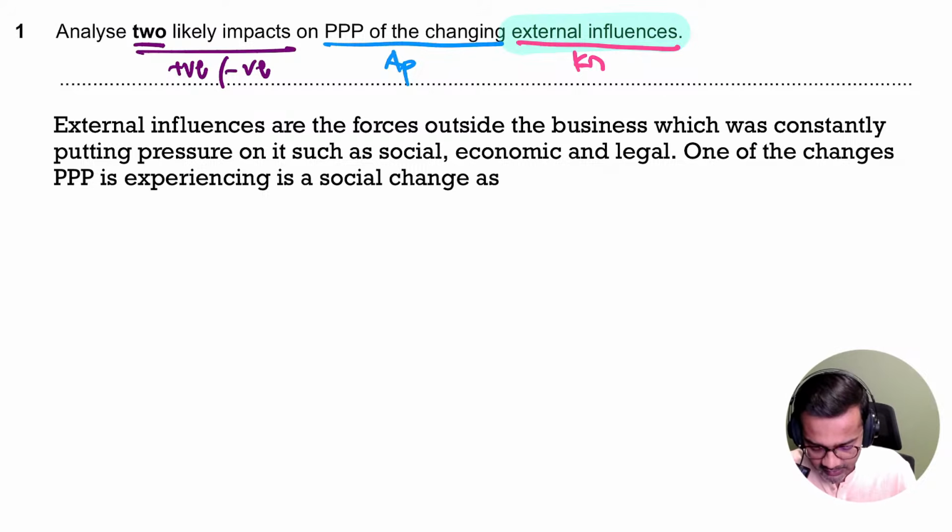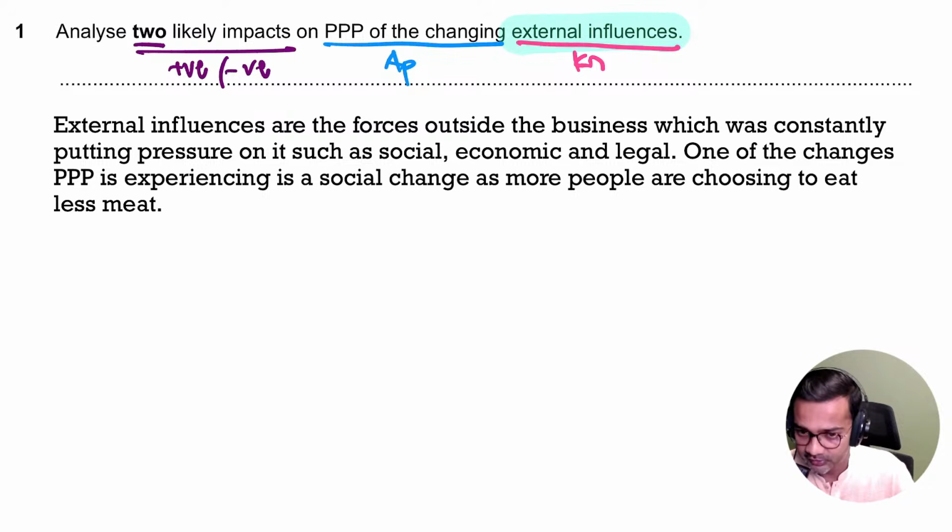Social change, as more people are choosing to eat less meat, right? So this is the knowledge part. This is when I'm saying the social change. I've identified the right concept from external influences. It was a social change, and now I've just smartly inserted my starting off application that people are eating less pie.